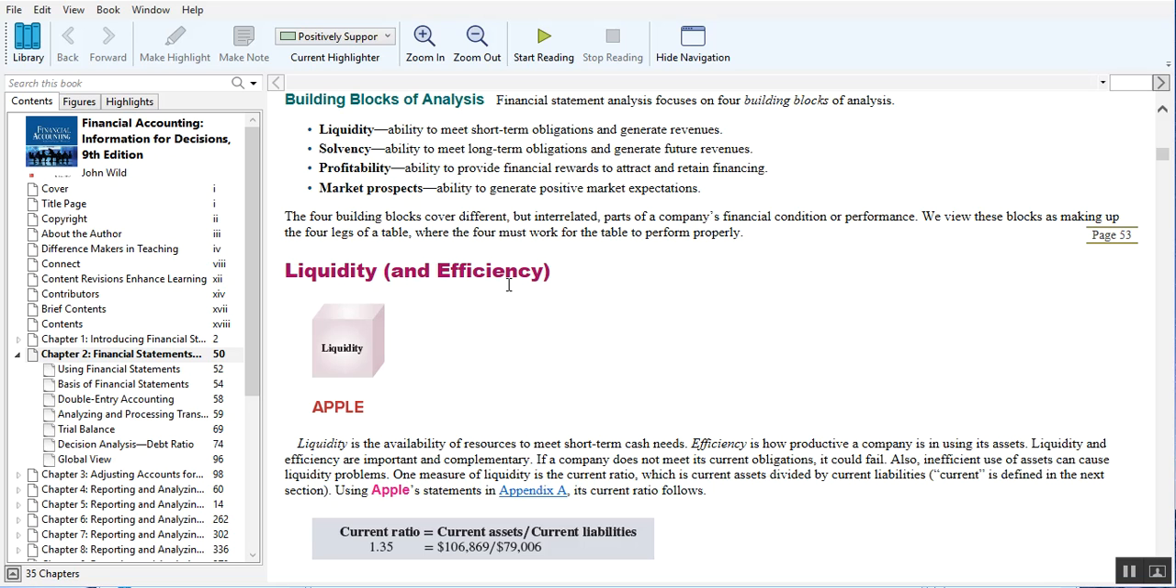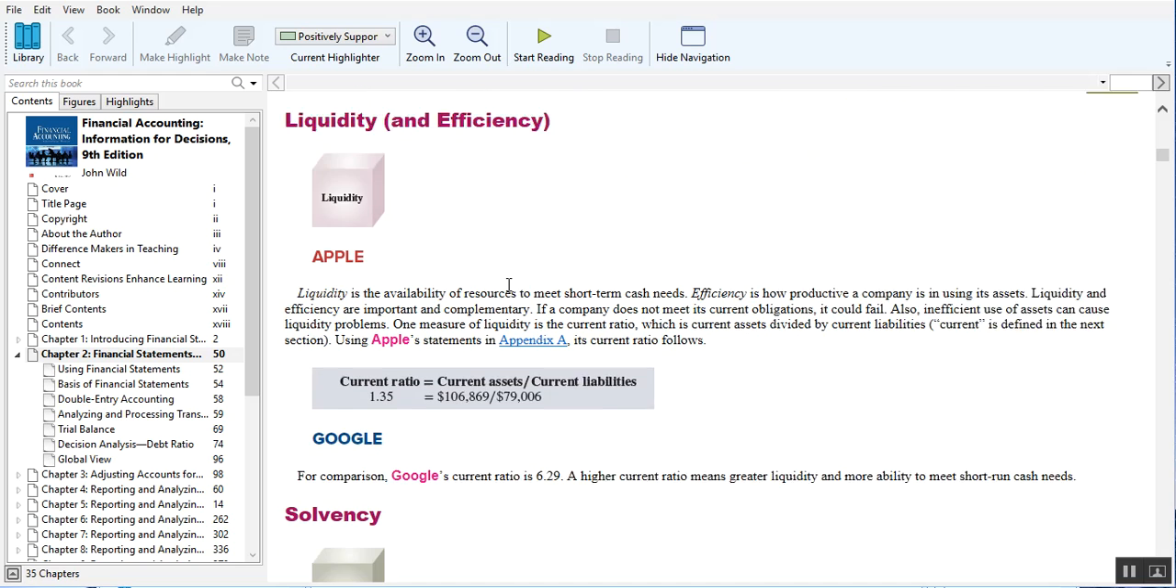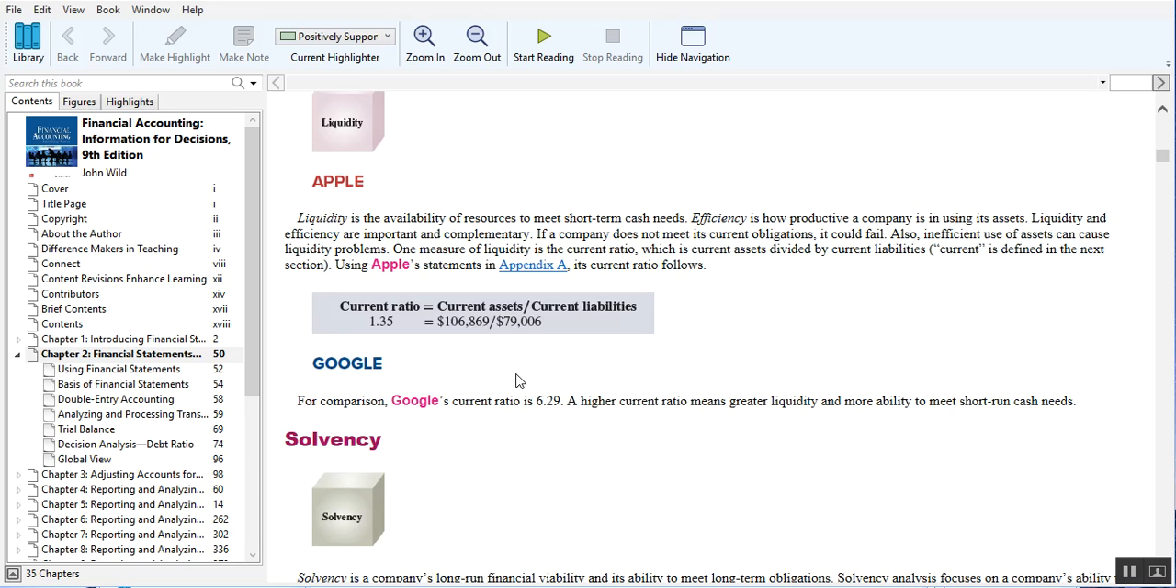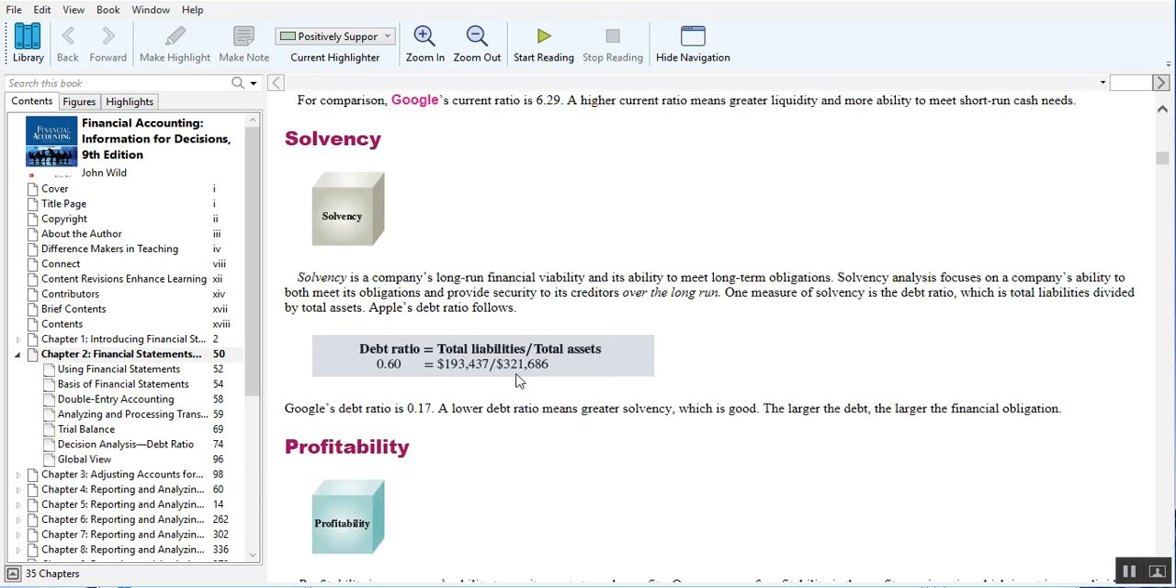Now, liquidity is usually measured by comparing assets to liabilities. And in this case, you have the current ratio, which is simply the current assets divided by current liabilities. That means all assets that are expected to last only this current year are compared to all liabilities that are expected to be due this year. And that really measures liquidity, or how liquid a business is.